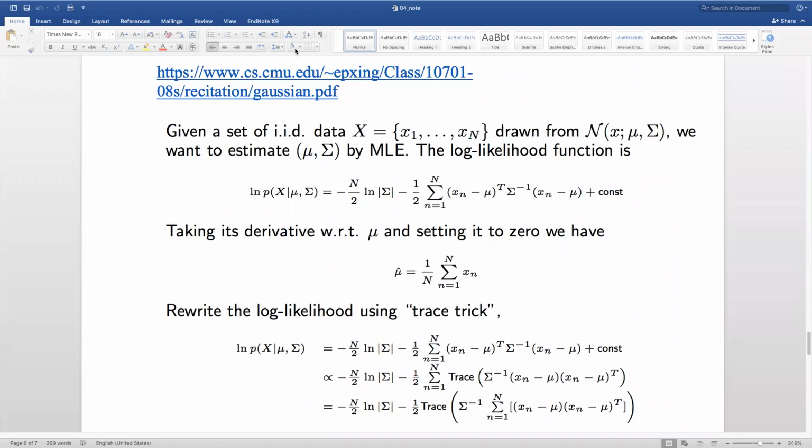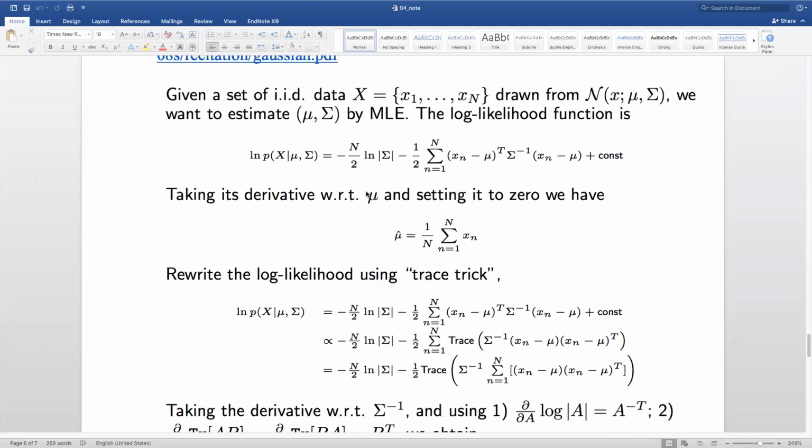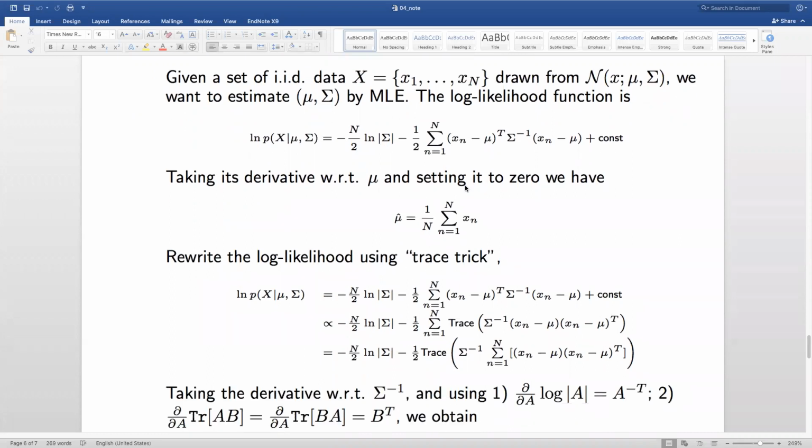Next is taking its derivative with respect to mu, and then with respect to sigma, and setting it to 0, just like the method we talked about before. Just set all the parameters to 0 after taking the derivative. This is where you get the optimum. Right, so let me see.